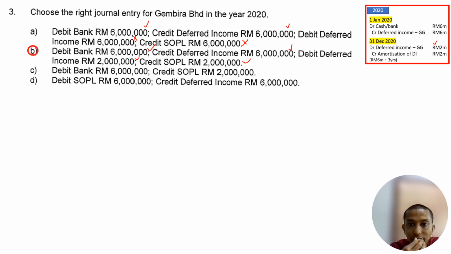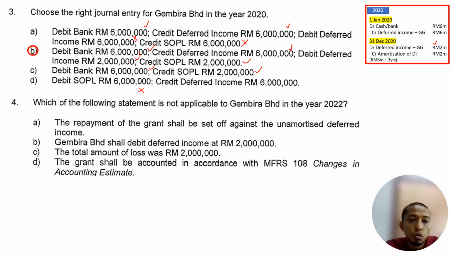So debit bank 6 million, correct. SOPL 2 million. This one is not complete. Even though both are correct, it's not complete. Not balanced, right? Debit and credit need to be balanced. And debit statement of profit or loss 6 million, wrong. And credit deferred income 6 million, so wrong. So the answer is B for sure.